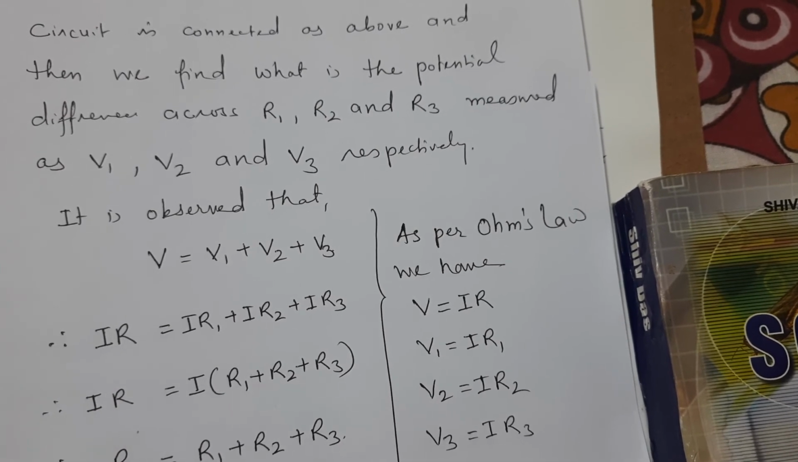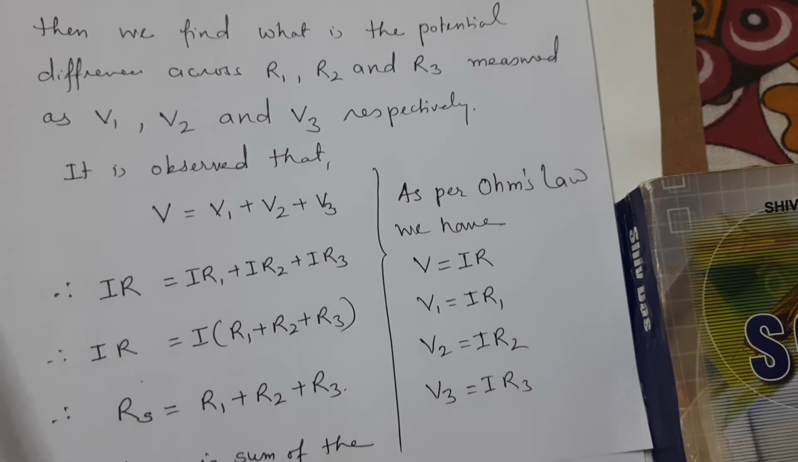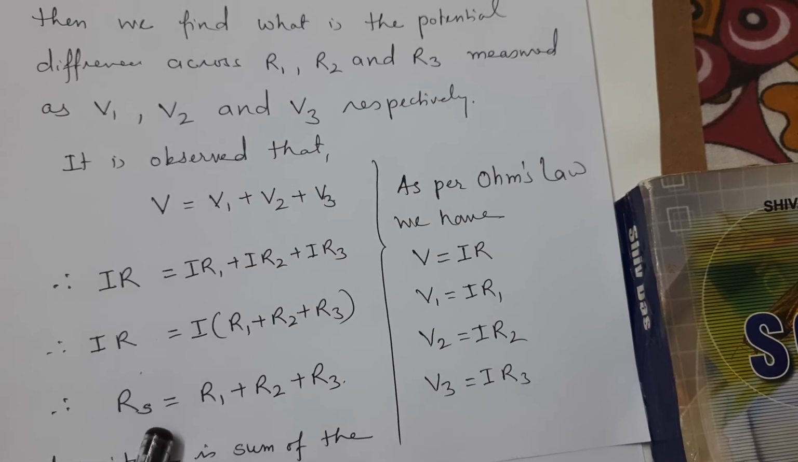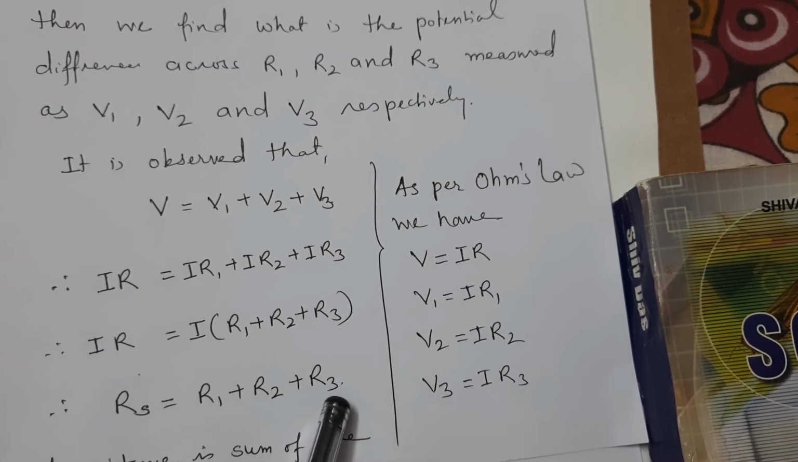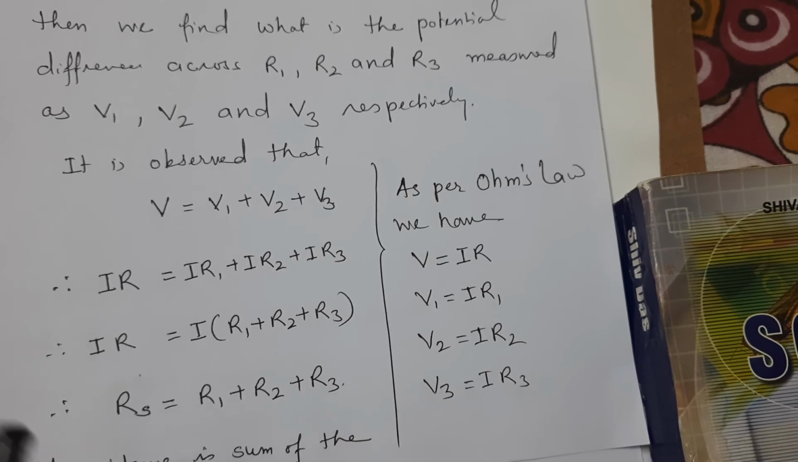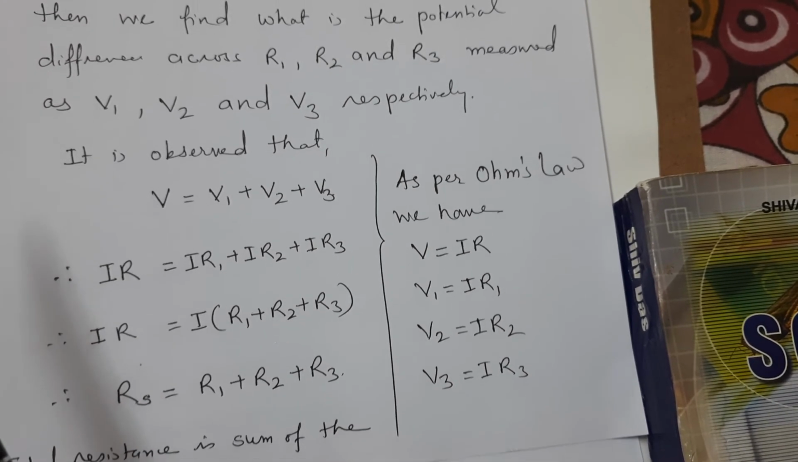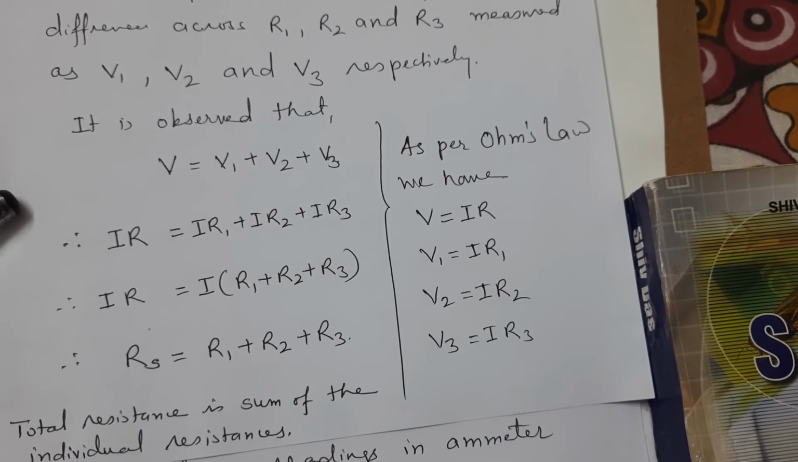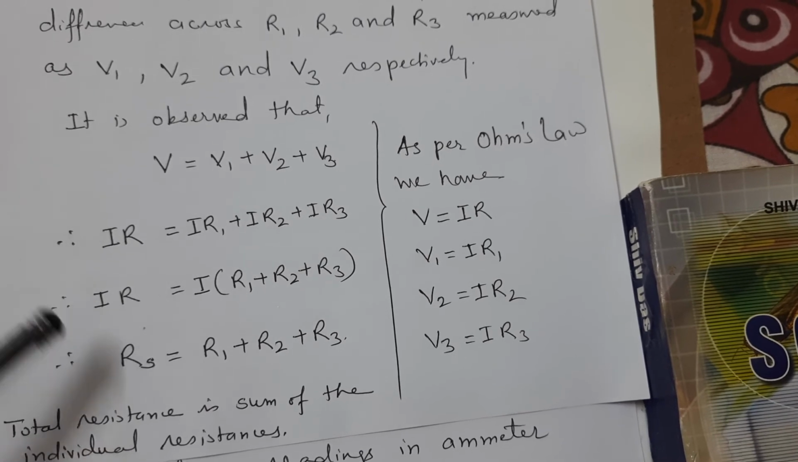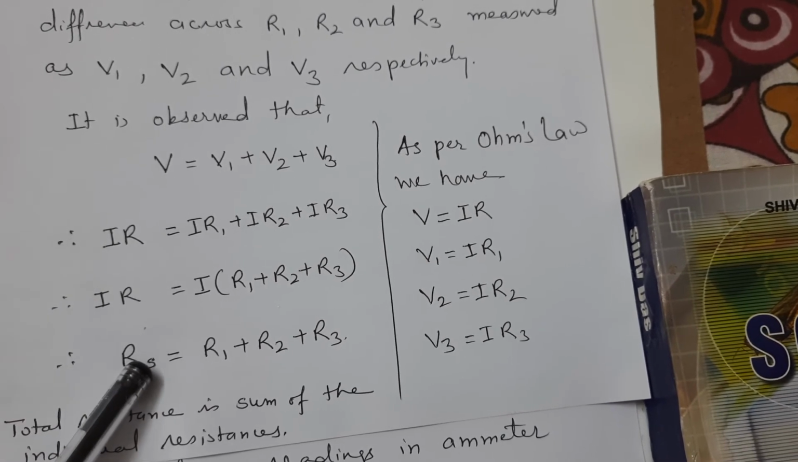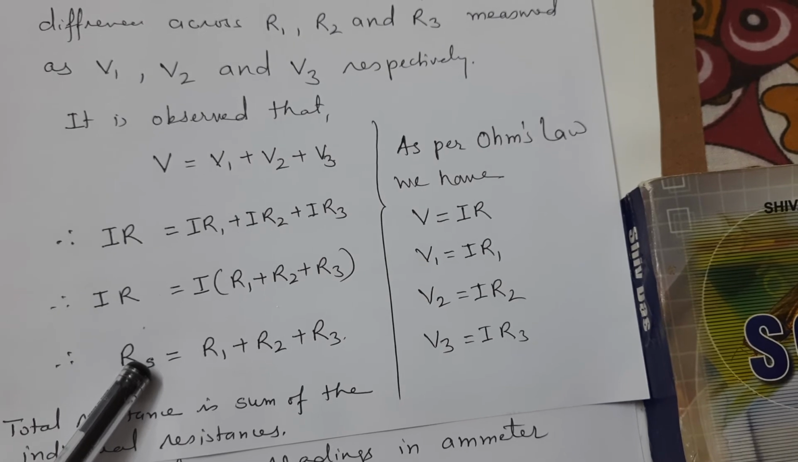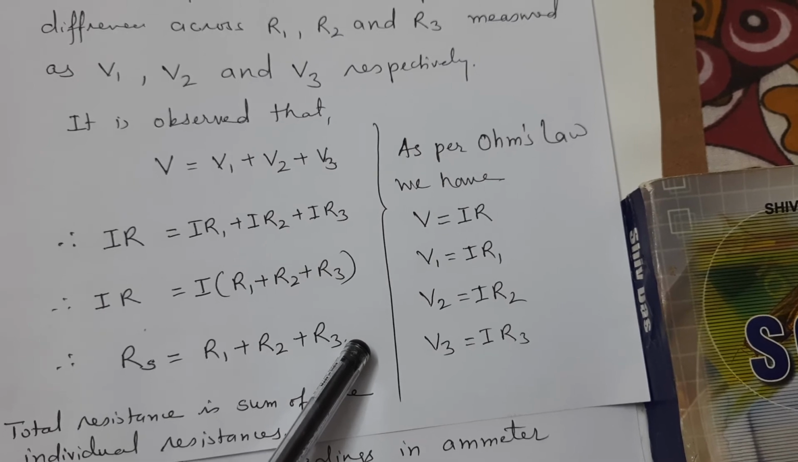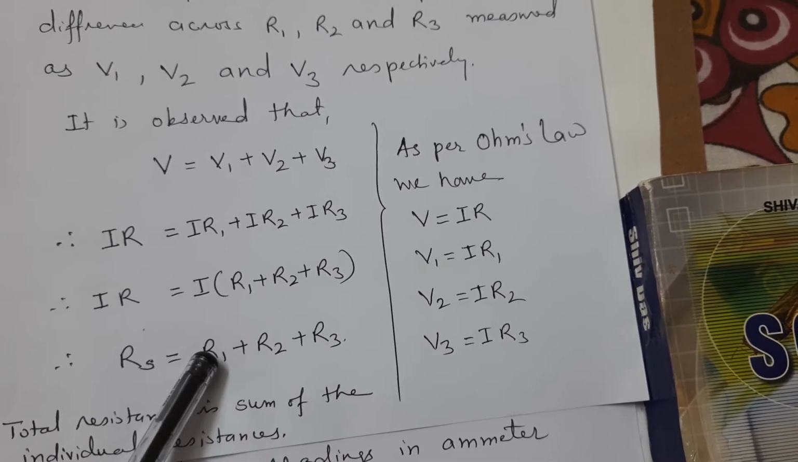So ultimately we get the result, and that is RS, the resultant resistance in series. RS is equal to R1 plus R2 plus R3. Remember, the total resistance in the circuit is the sum of the individual resistances. That is the result we call it. Total resistance in the circuit is the sum of individual resistors. So do remember this particular formula.